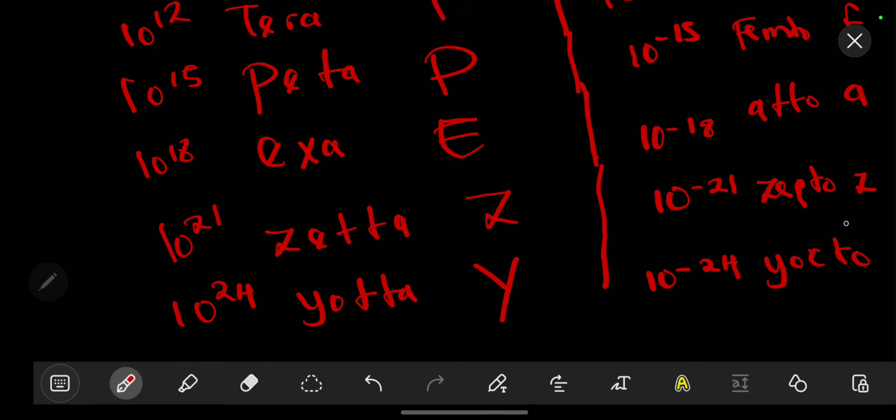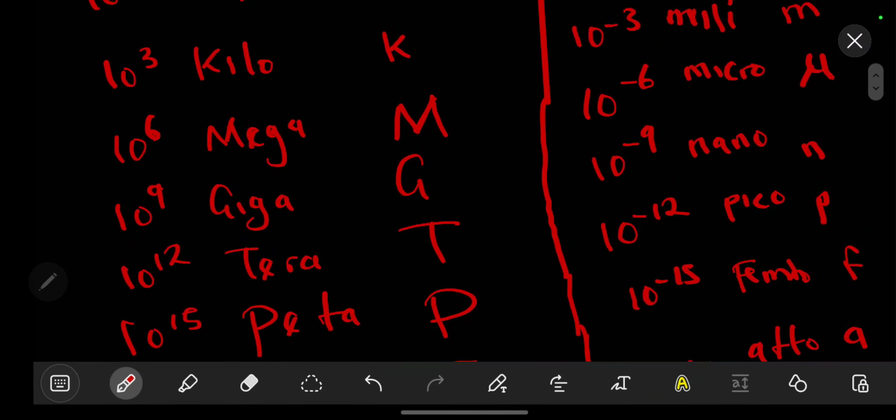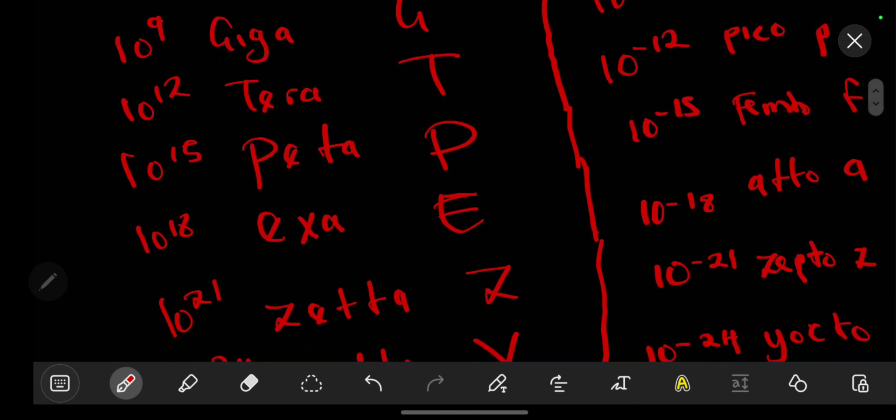Yocto. So what you can just think of is this "to" at the end, as long as it's a negative for this one. Just beginning from here: femto, atto, zepto, and yocto. So that is how we deal with our prefixes.